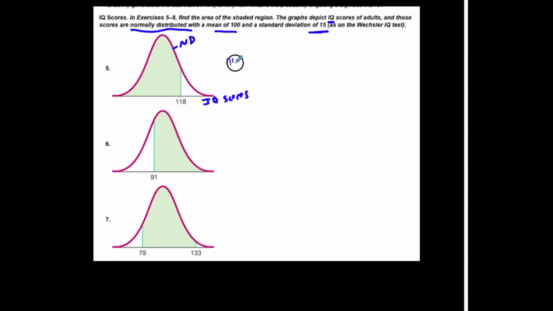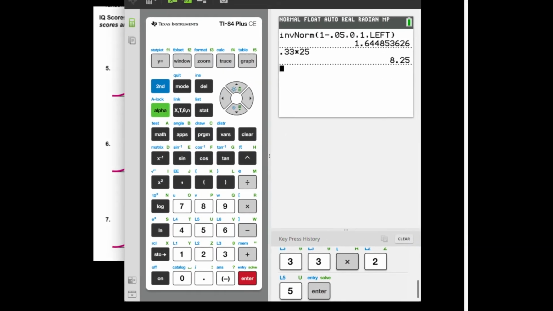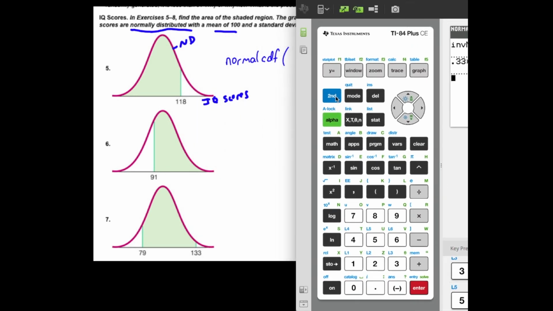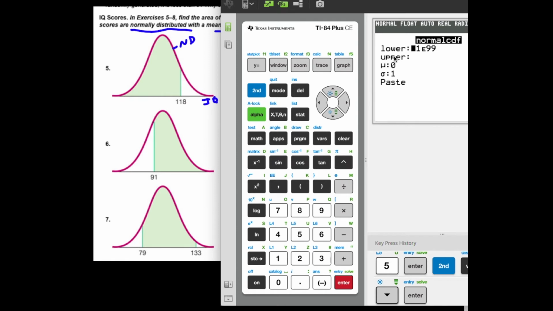At the end of the day, when you're looking for an area or a percentage or a probability, we are using normal CDF. Now, I have a TI-84 here that I'm using for this situation. And normal CDF we know how to find, right? Because we go second vars, number 2. And mine directly asks for lower bound, upper bound, and look, mean and standard deviation.